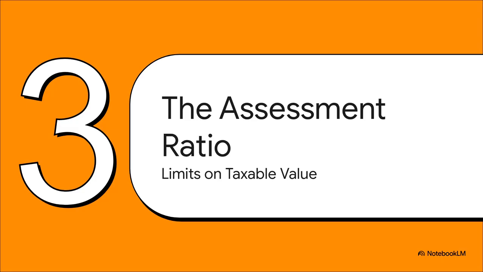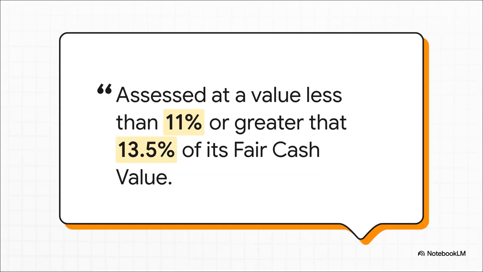Section 3, the assessment ratio. Okay, so we've got our fair cash value. Now we transition to the second part of the formula. And honestly, this is where your power as a taxpayer really starts to show. The state constitution physically limits how much of your home's value can actually be taxed. It says real property shall not be assessed at a value less than 11% or greater than 13.5% of its fair cash value. So if we take our $300,000 home and apply an 11% assessment ratio, the taxable assessed value drops way down to $33,000.